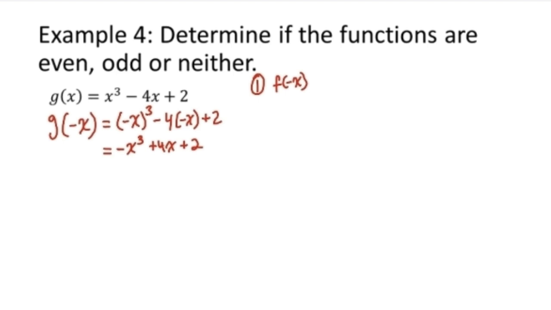More specifically, if we look at these two terms, comparing them, the x cubed minus 4x versus the negative x cubed plus 4x, we can see these two functions are not the same, and there's nothing I can do to simplify to make them the same. So from this, we can tell they're not even.